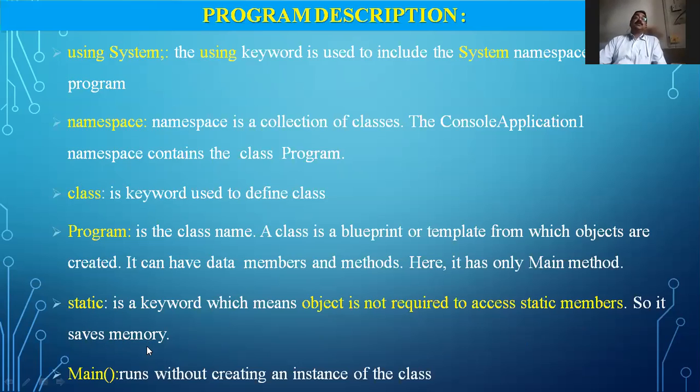This is also very important: we have to save memory while writing any C# program or application. Then the very important thing is main. Main runs without creating an instance of the class. So this is a very important method, or function, which is written here. It runs without creating an instance of the class. We have not created any instance, so without creating any instance, we can run our main program.